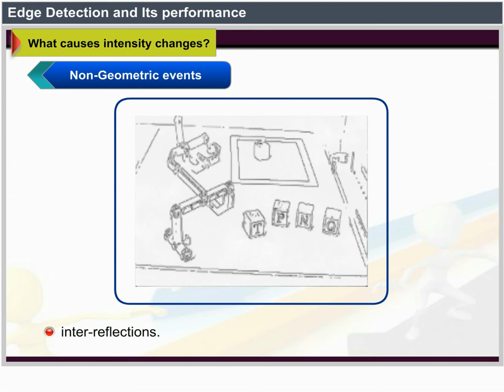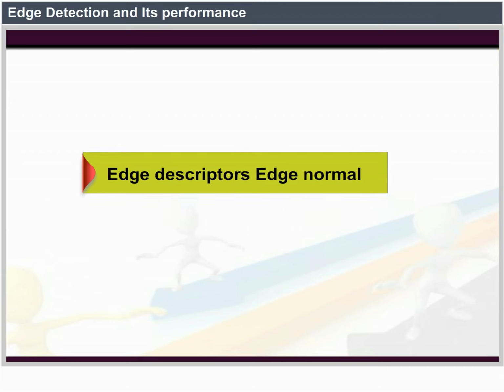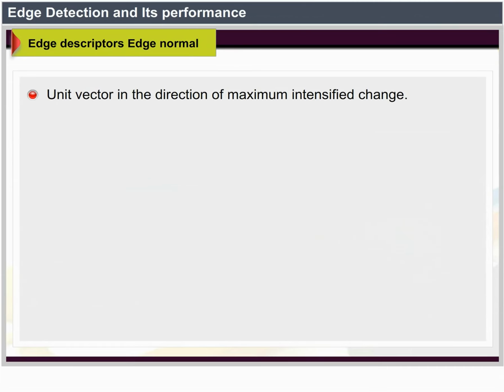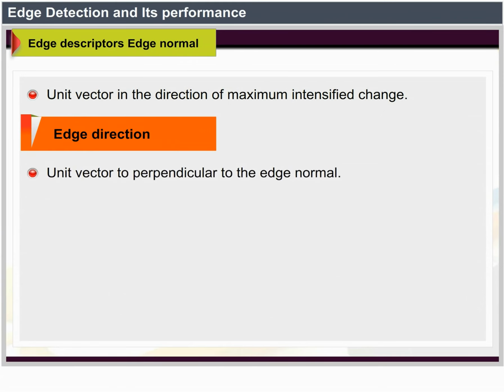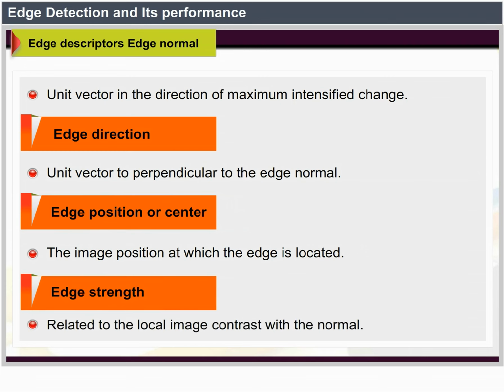Edge descriptors. Edge normal: unit vector in the direction of maximum intensity change. Edge direction: unit vector perpendicular to the edge normal. Edge position or center: the image position at which the edge is located. Edge strength is related to the local image contrast along the normal.